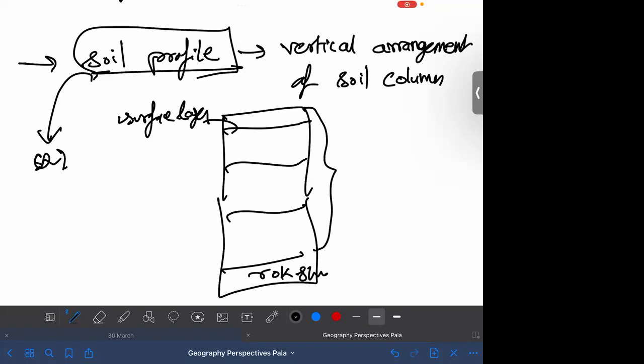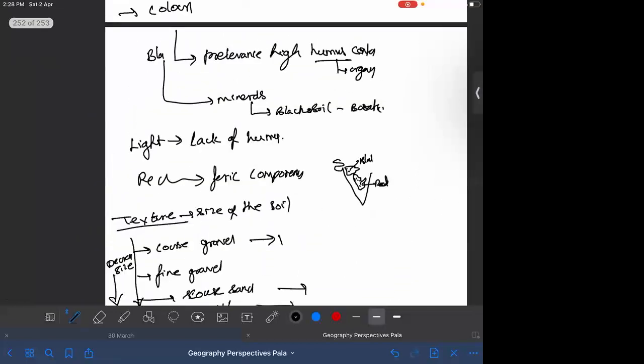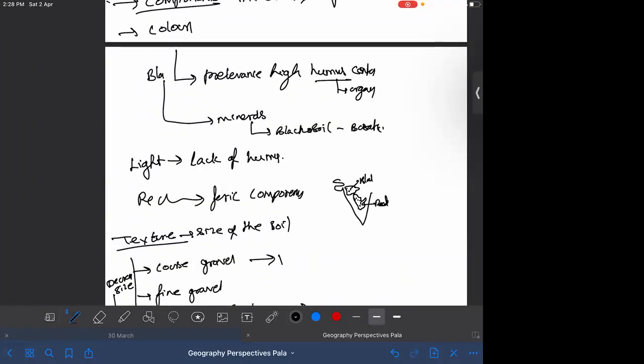Black soil of India is low in organic matter, but has black color due to its formation from basaltic rocks. Light color is due to little humus, normally found in desert regions. Desert regions have the lowest humus content.